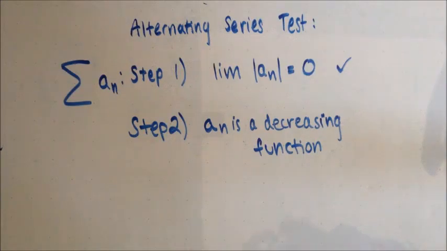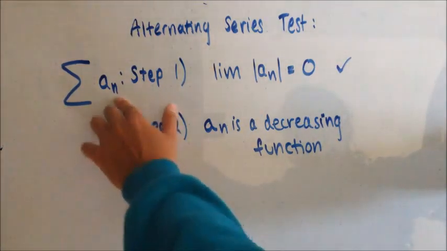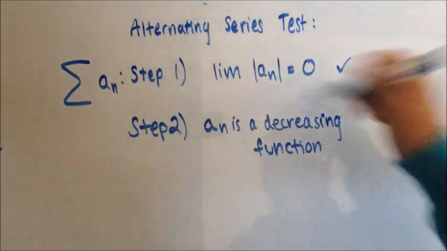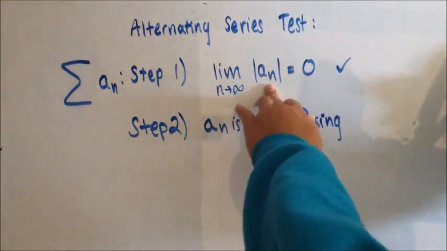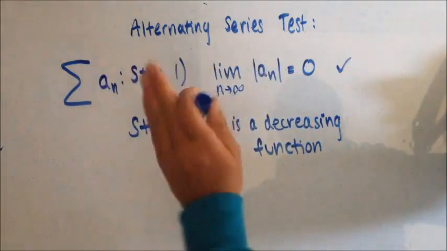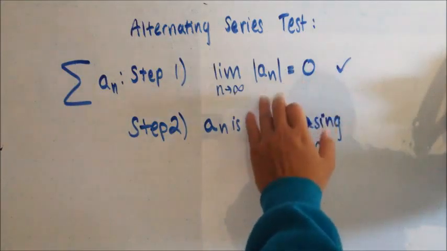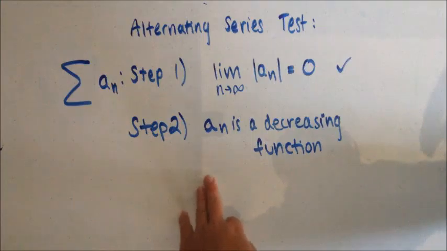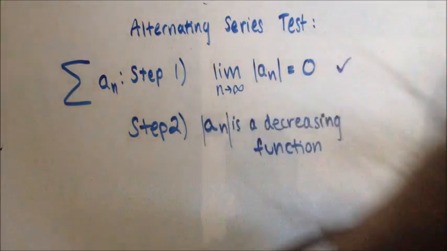So the alternating series test is composed of two steps. For example, if you had a generic series, a sub n, the first step would be to check that the limit as n goes to infinity of the absolute value of a sub n, so the part of the series that is not alternating, equals 0. So you want to make sure that that limit equals 0. And then the second step is to make sure that a sub n is a decreasing function, and that's the absolute value of a sub n.